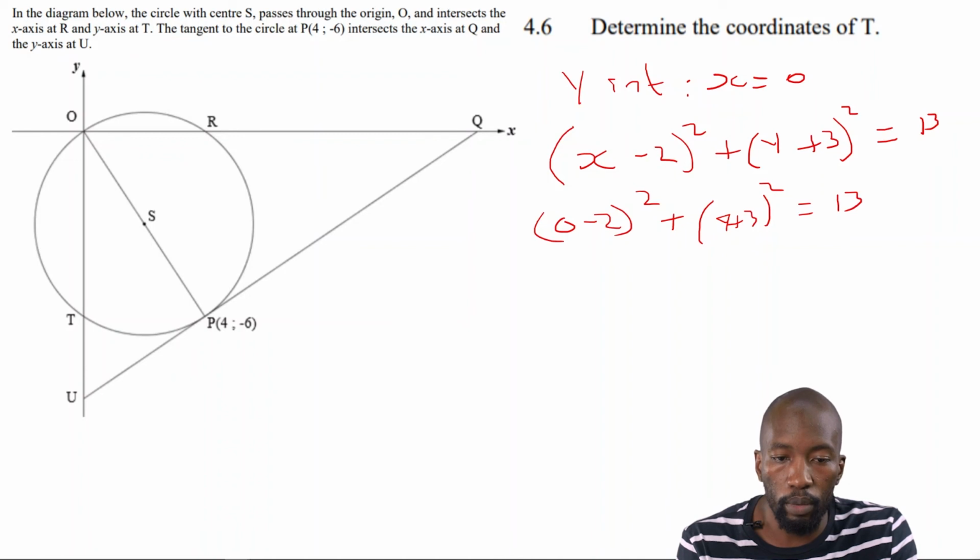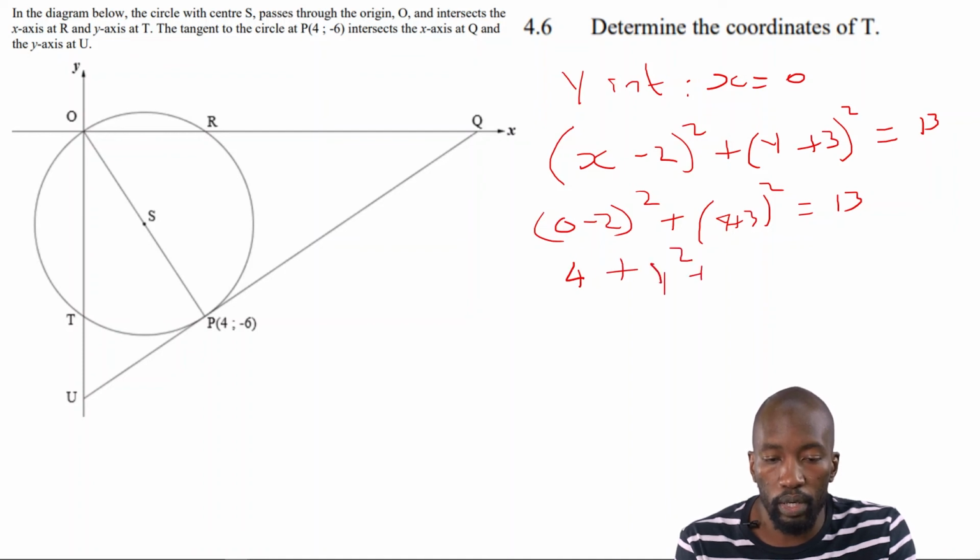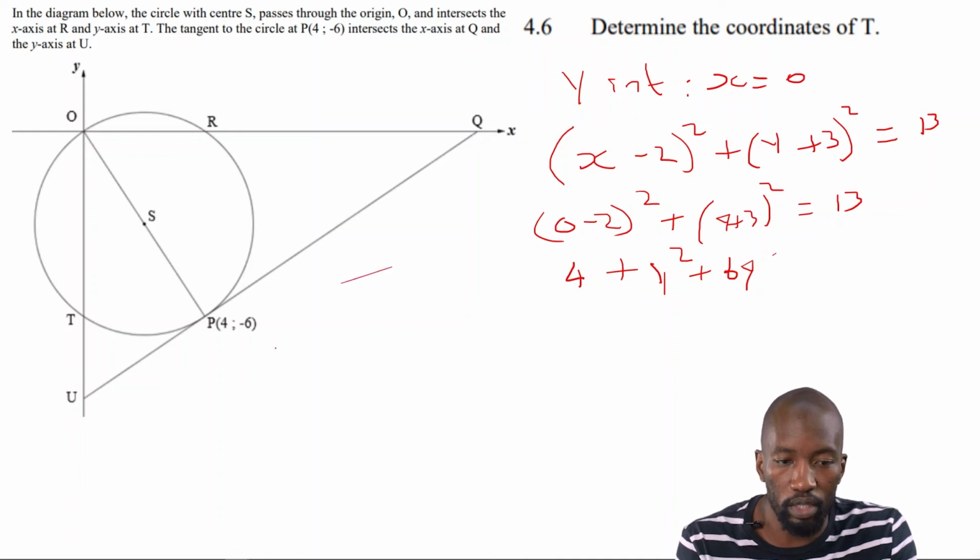Now what's 0 minus 2? It's just minus 2 squared, give you 4. And here you're going to have two brackets that will yield y squared plus 6y plus 9. Okay, my pen is misbehaving. Okay, now let's see. There we go. Plus 9 is equal to 13.